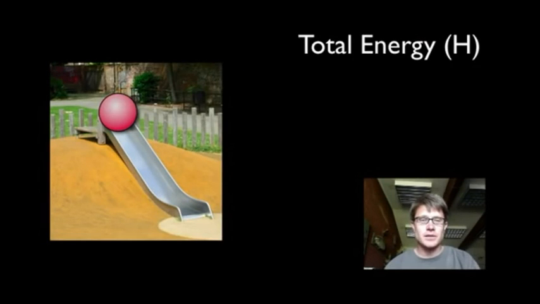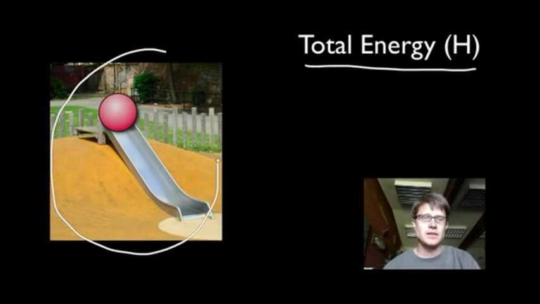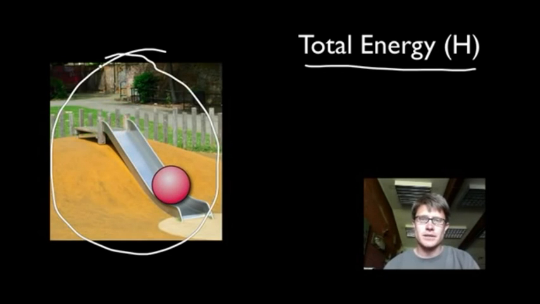So let's start with the ball at the top of the slide. And the ball at the top of the slide is going to roll down to the bottom. And so the first thing that I want to give you is what's called enthalpy, or total energy of a system. And so if we say this is a system, what happens to the total energy of the system as the ball rolls down the slide?